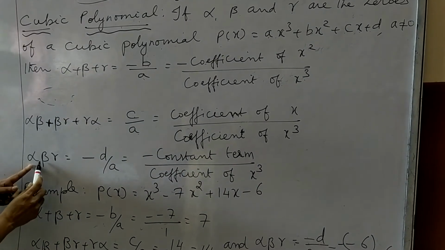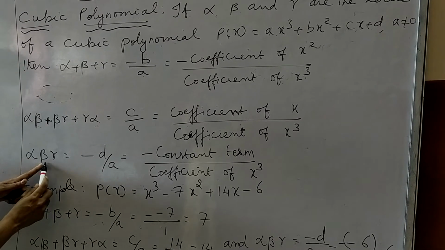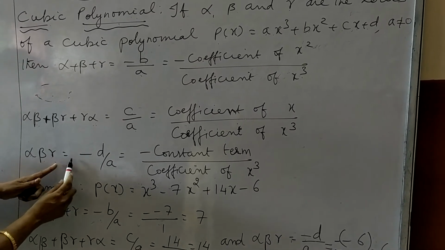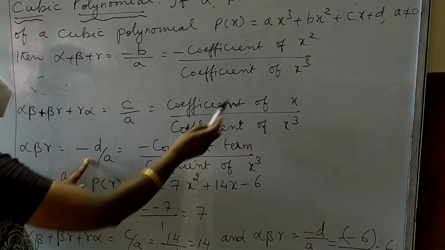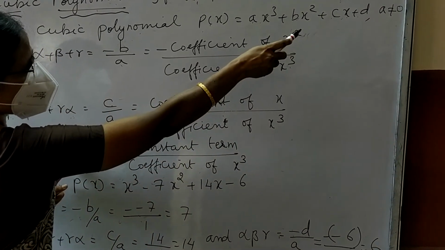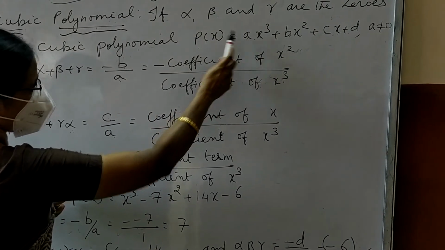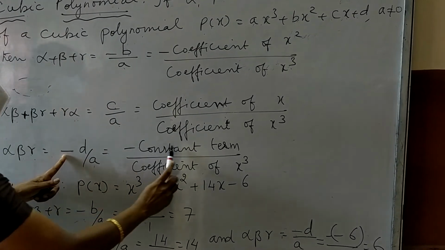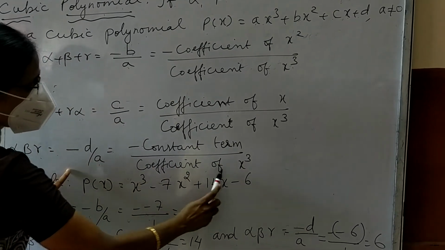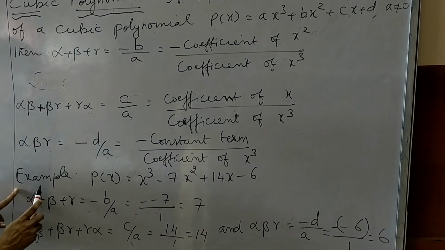Finally, the product of all the zeros. The product alpha multiplied by beta multiplied by gamma is minus d upon a. What is this d? D is the constant term. You can see this is at the last place, the constant term, upon the coefficient of x cube, which is a. So the result is minus d upon a, which is equal to minus constant term upon coefficient of x cube. Let us also understand this with an example.